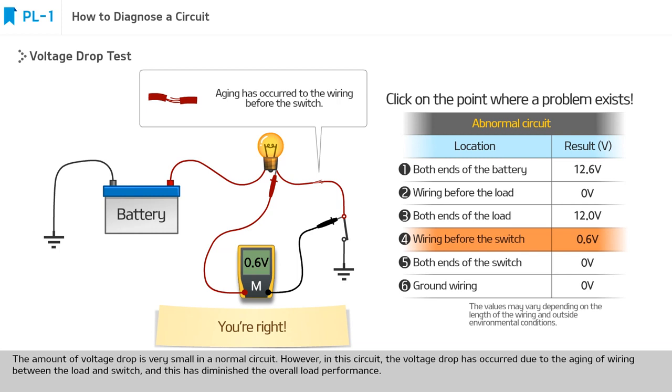The amount of voltage drop is very small in a normal circuit. However, in this circuit, the voltage drop has occurred due to the aging of wiring between the load and switch, and this has diminished the overall load performance.